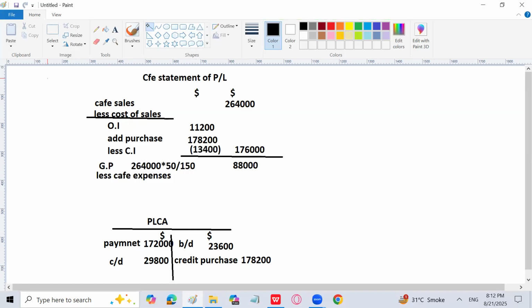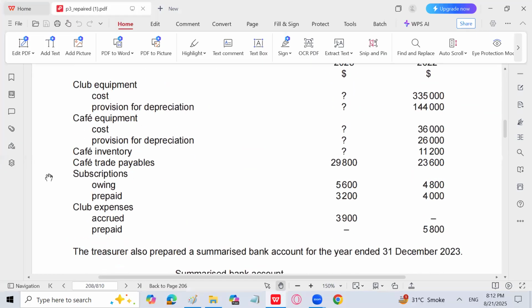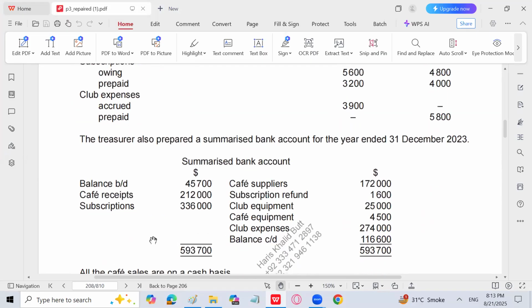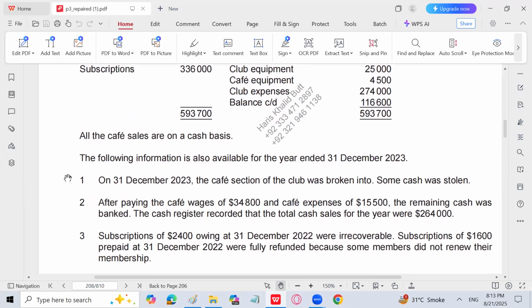Now I'm supposed to subtract the cafe expenses, whatever is given in the question. Let's go back. First of all, in cafe expenses, if you just see the question, subscription and club expenses are given here. Is there any cafe expenses? Cafe supplies, club equipment, club expenses. I think here they are. After paying the cafe wages and the cafe expenses, the remaining cash was banked. The cash register recorded that the total cash sales for the year was 264,000.